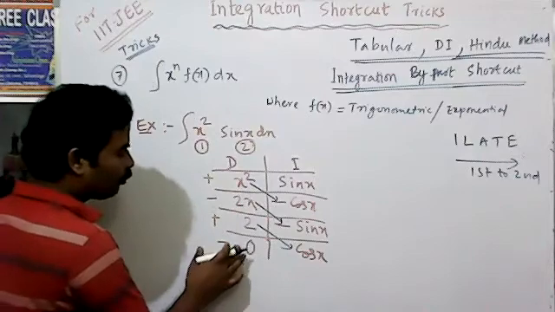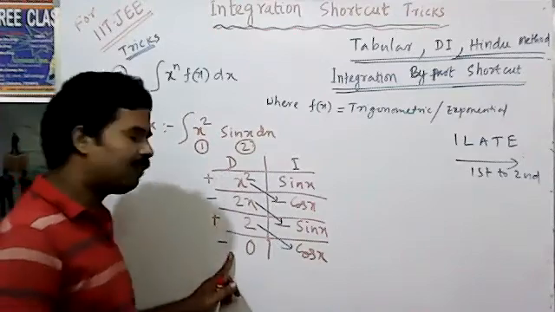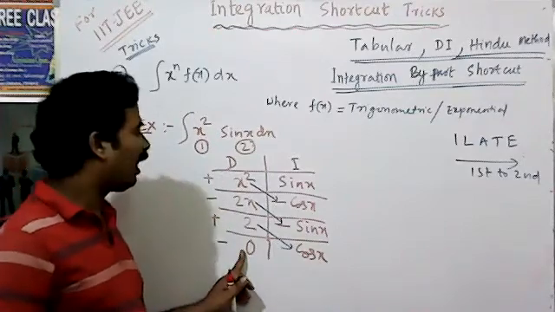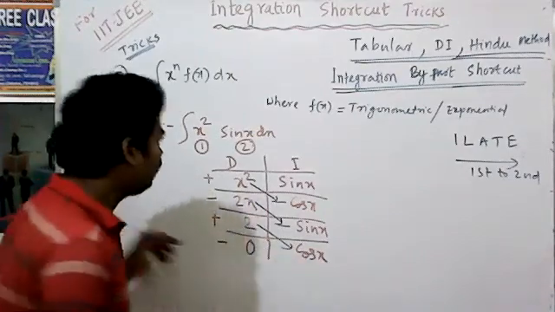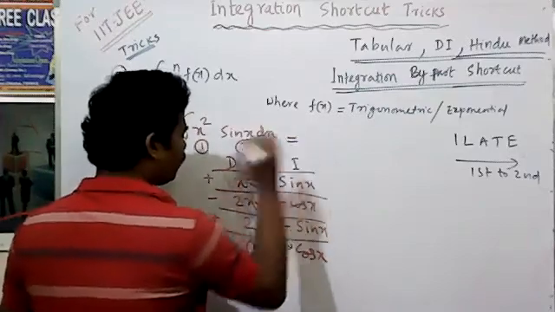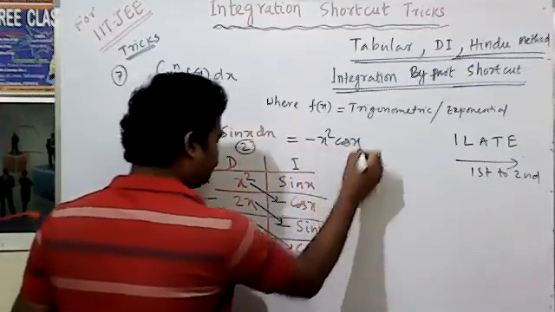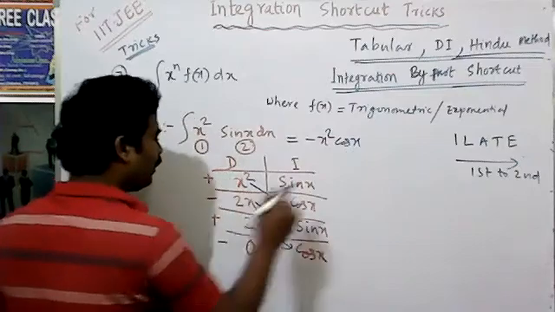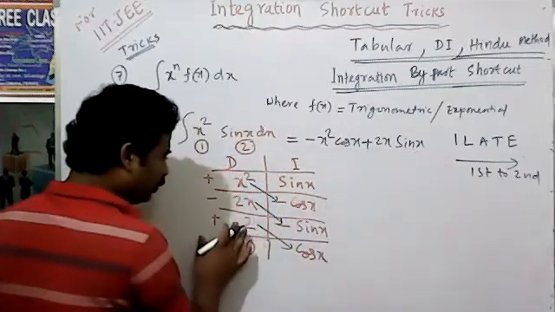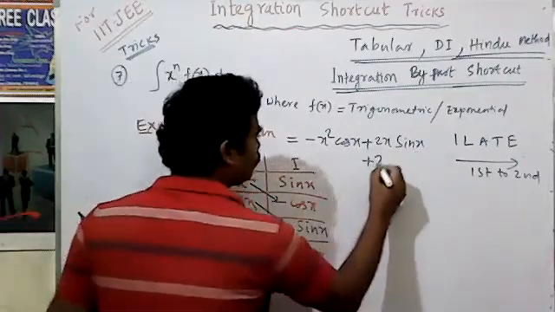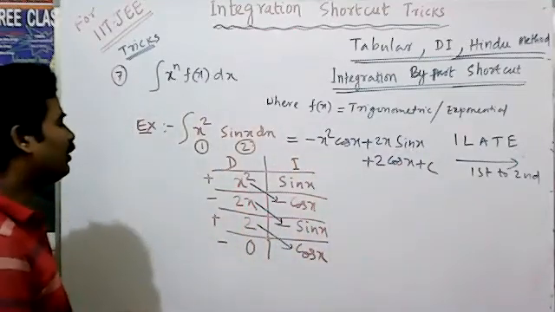That means you have to find the derivative until it becomes 0. After that, you find the integration the same way. In this way you calculate. The result is minus x square cos x, then minus minus plus, that is plus 2x sin x, then plus 2 cos x plus c. This is the result. This is the shortcut trick result.